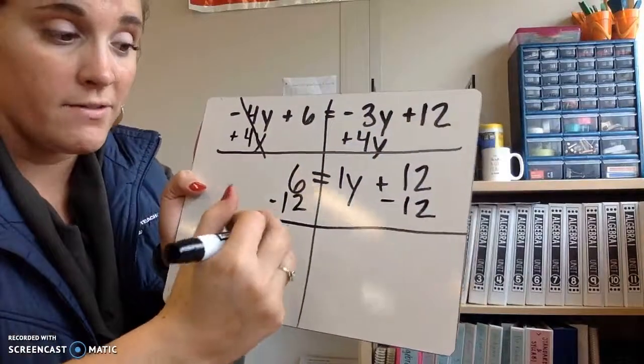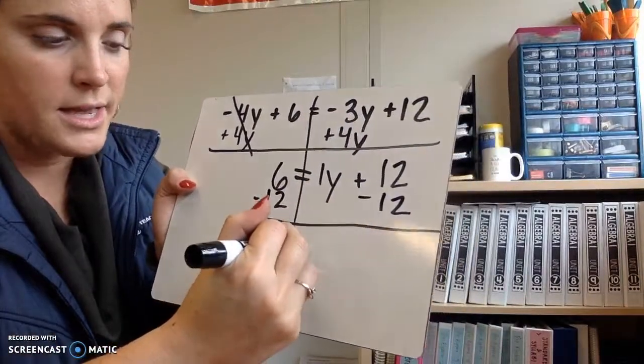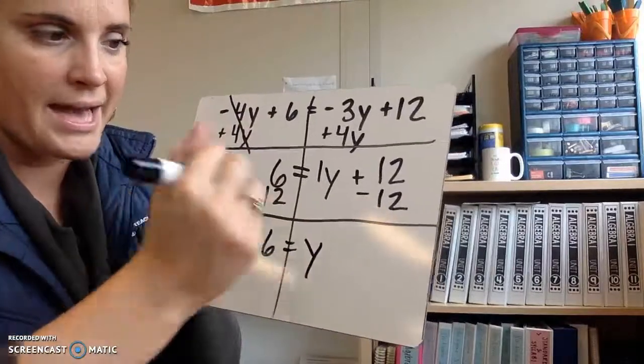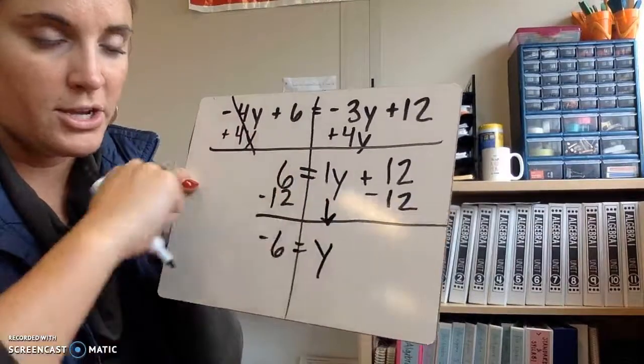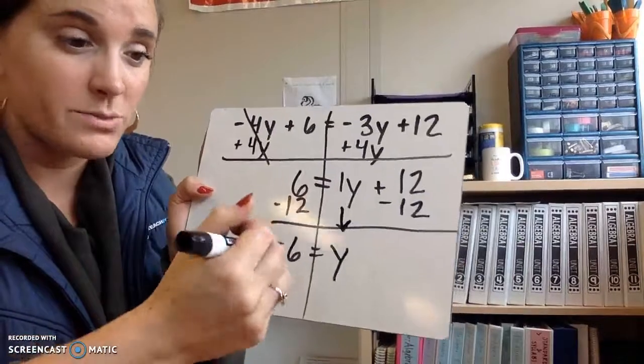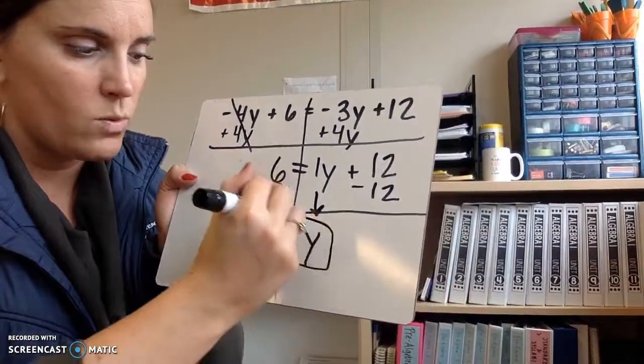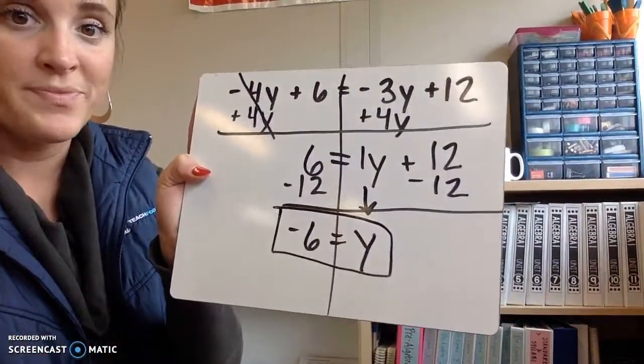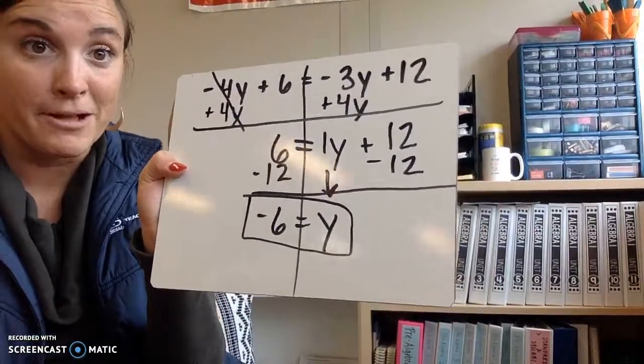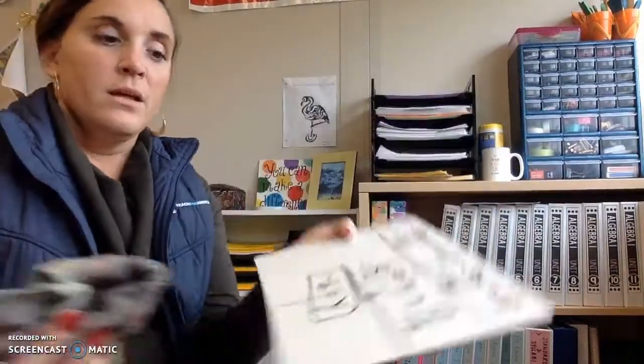6 minus 12 leaves me with negative 6. 1y is the same as y. Now, you don't have to show me how you divide by 1 because we know that's just going to leave me with the same value I started with. So that kind of gets to save me a step, luckily. It doesn't kind of, it actually does save me a step.